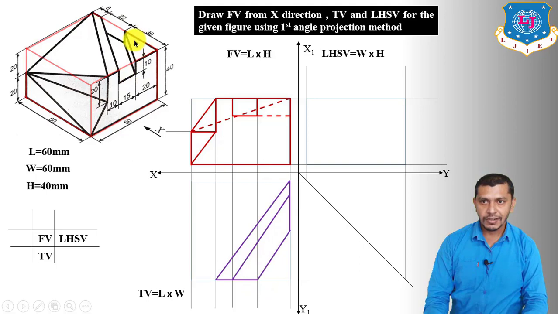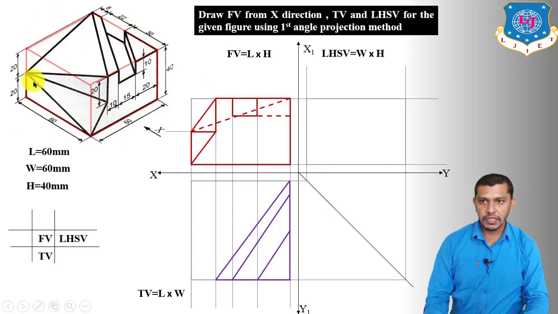Now we have to draw this triangle. We're having this length 30 and this length 20. So this length is 30 and this length is 20. That means we have to connect this point to this corner point and this point to this corner point. It will give us the top view of this face.